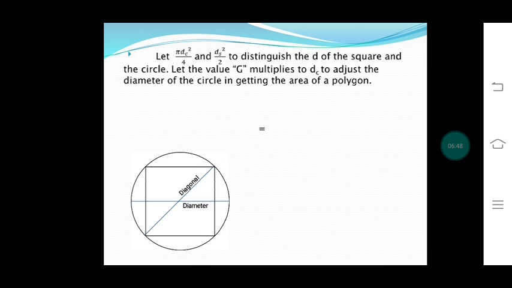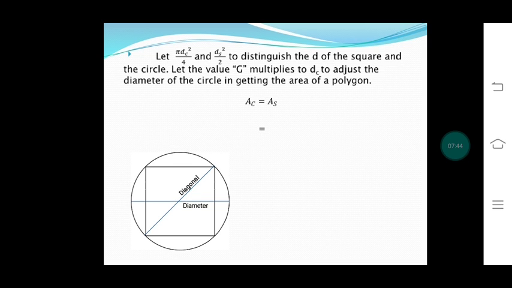So, the reason why nganong ana siya sa area of the circle kay para ma-distinguish ang d sa square o ang d sa circle. So, ani siya ang figure or itsura sa the circle and its inscribed square. So, ani ang itsura kung atong ibutang ang square sa circle. So, let d squared over 4 and d squared over 2 to distinguish the d of the square and the circle. So, let the value of g multiply to the d to adjust the diameter of the circle in getting the area of the polygon.